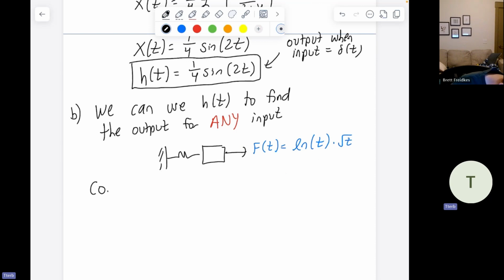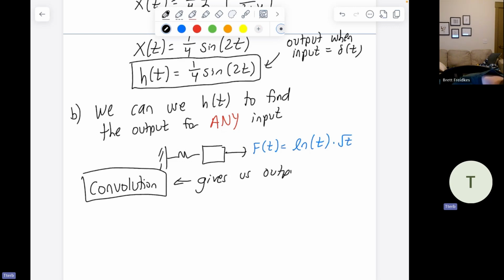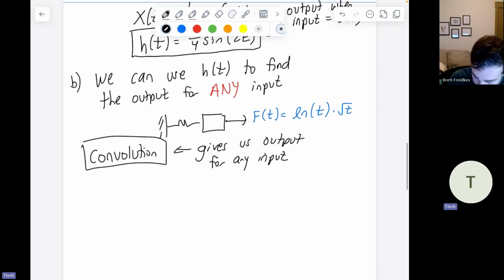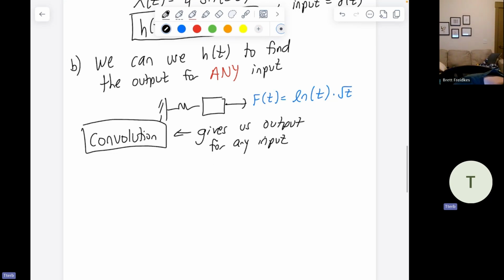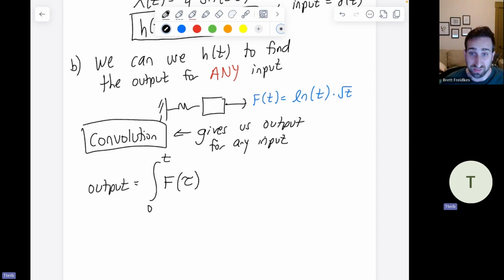And the way that we use them is via convolution. This gives us the output for any input. And without going through the details of the proof, the equation says that the output is going to be the integral from 0 to t of our input, which in this case is a force. And I'm going to use a dummy variable tau. f of tau times the impulse response of t minus tau, d tau. And essentially what we're doing is summing up the different displacements for different combinations of impulses and step responses.